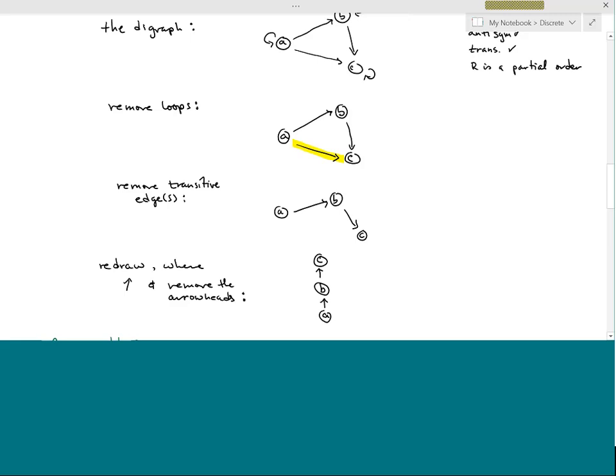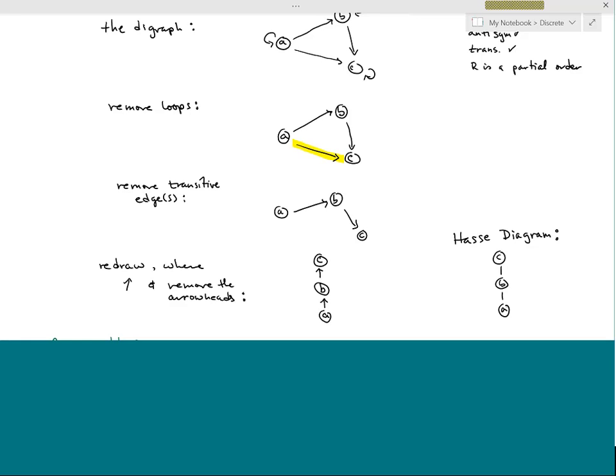Now, that's not the final answer. The final answer, or the actual Hasse diagram of this particular original poset, would be C, no arrow, B, no arrow, A. That procedure will work every single time to convert a digraph of a partial order into a Hasse diagram. Now, that being said, I wouldn't recommend it most of the time, but that method will actually work every time.